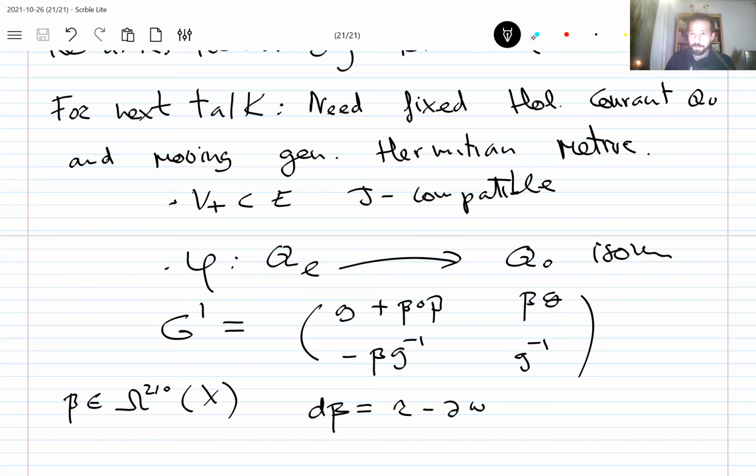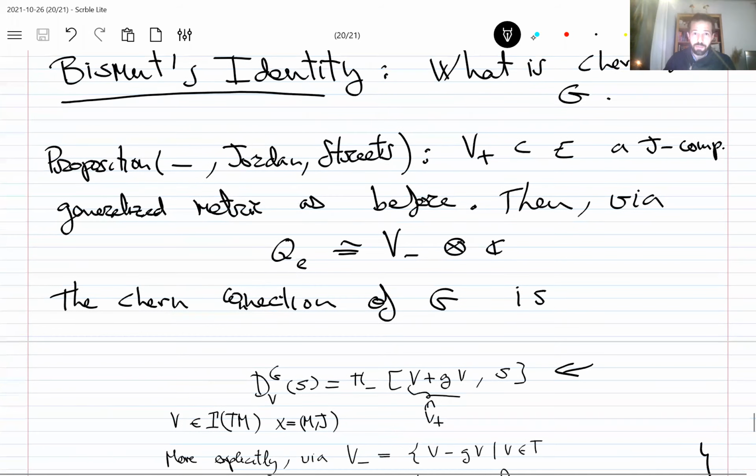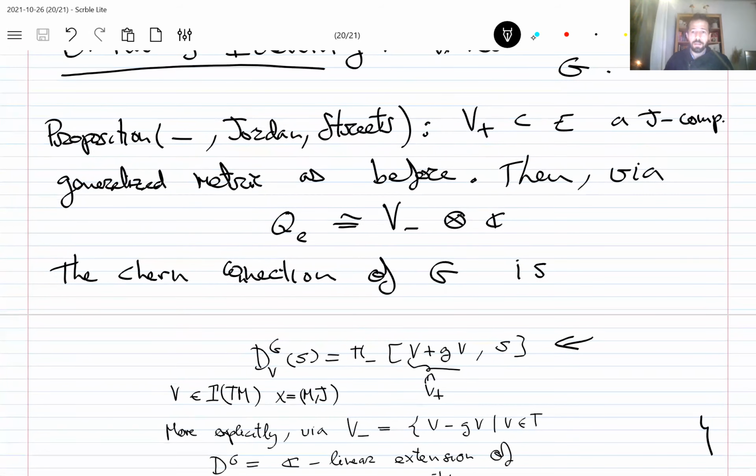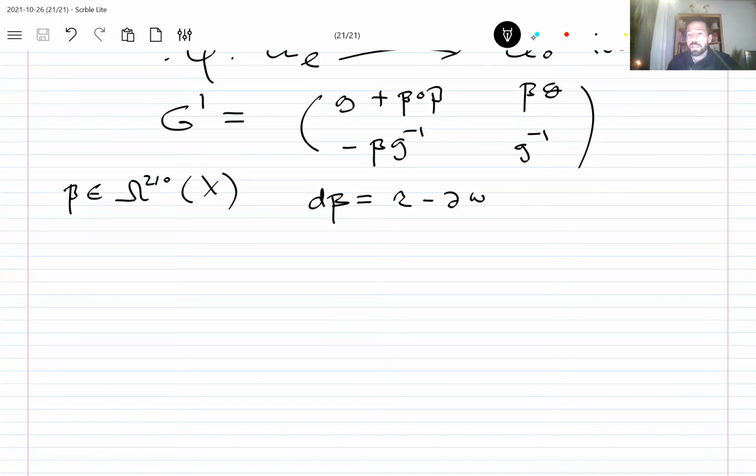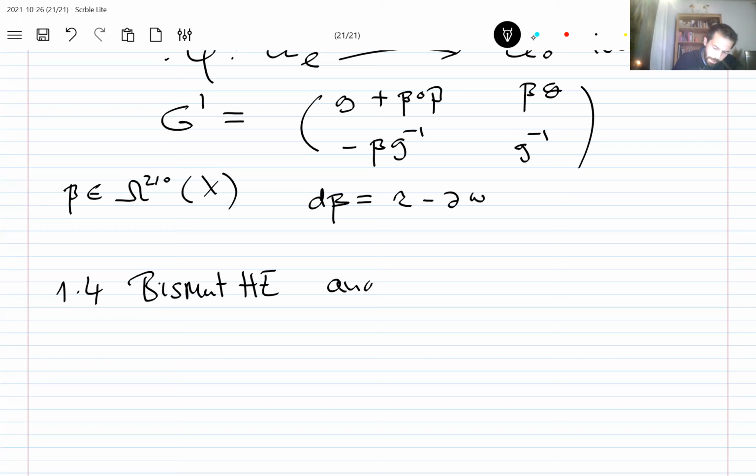So let me move on. So we have this proof, this Bismuth identity, which identifies the Chern connection. Therefore, it is natural to ask what is the condition of being Hermite-Einstein for this metric. So this is the last part of my talk, which is about Bismuth, Hermite-Einstein, and slope stability.